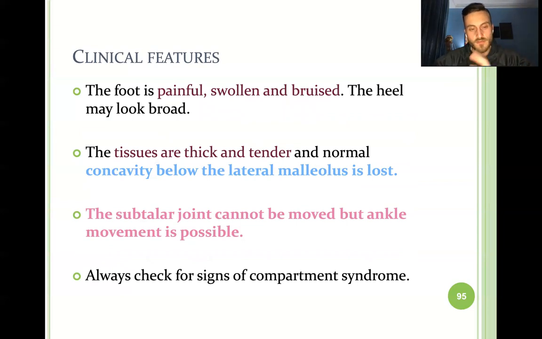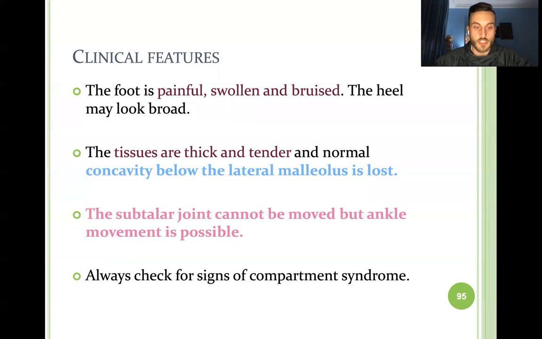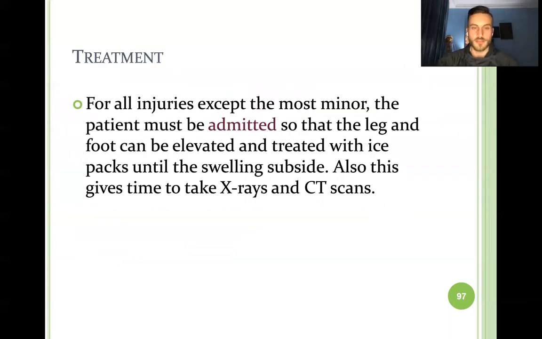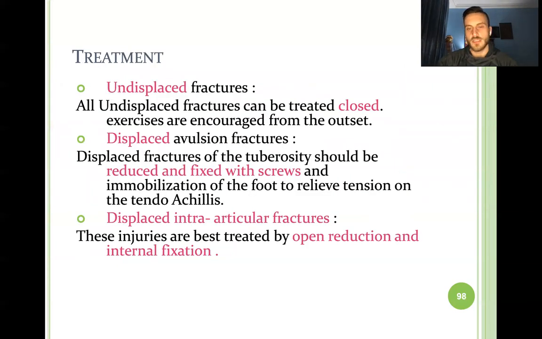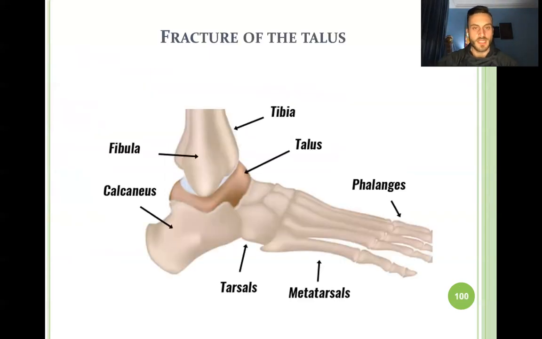You might treat them conservatively, or you go for surgery, because the calcaneus has an articulation, as you can see here, the calcaneus with the talus. So it's very important that you keep in mind that it might be an intra-articular fracture, which needs fixation. CT scan is mandatory for sure. CT scan is important to assess intra-articular fractures. If it's undisplaced, conservative; displaced, you have to do reduction and put screws in. Complications: broadening of the heel, talocalcaneal stiffness, or osteoarthritis, if it's intra-articular for sure.